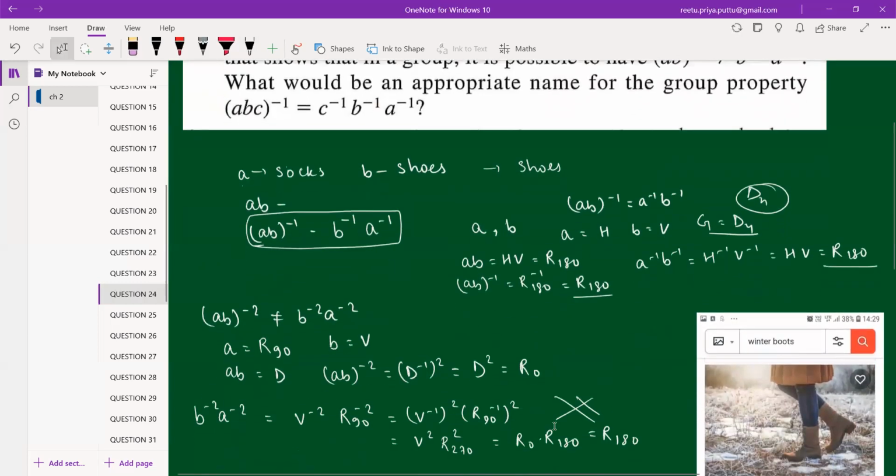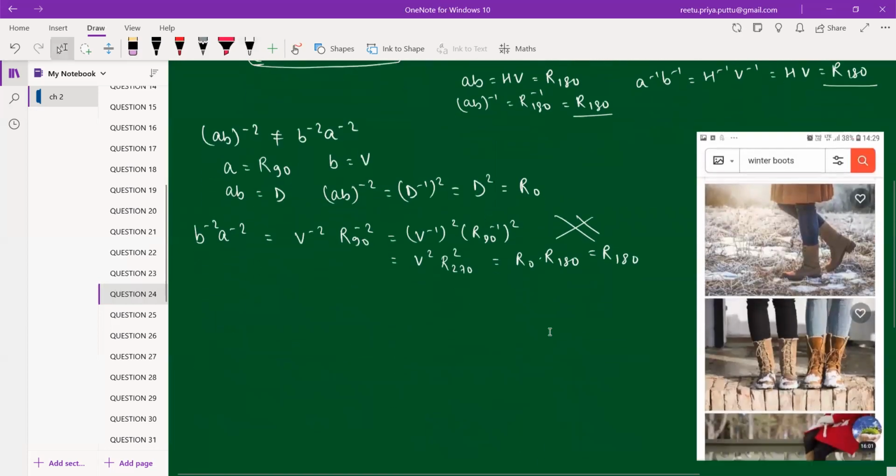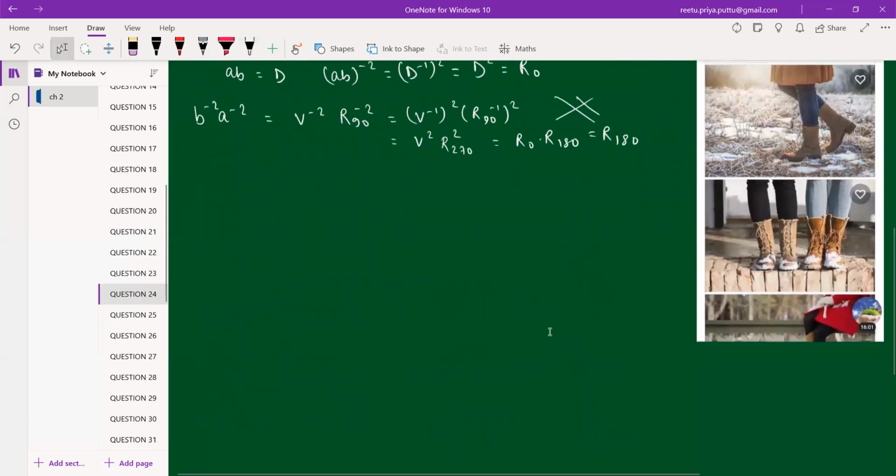Now what would be an appropriate name for the group property AB whole inverse? It is called the sock-shoe property, like we saw right now was the sock-shoe property for 2. But for 3, we have another thing.